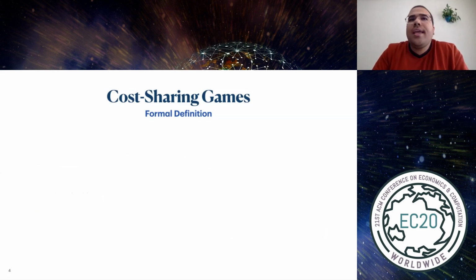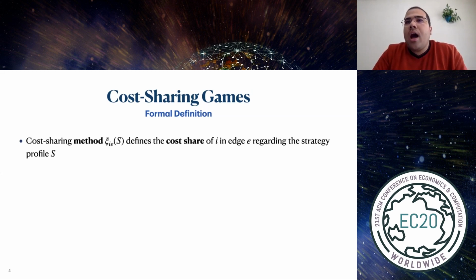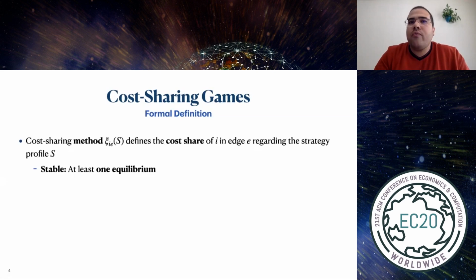As I said, our goal here is to design cost-sharing protocols to determine the payment of each player on each edge regarding the strategy profile S. We show the payment of player i on edge e by xi sub ie of S. There are some characteristics that we are going to consider in designing the protocols. First, we need our protocol to be stable, which means it should yield at least one equilibrium in every instance of the game. Secondly, as I said, our goal is to design efficient protocols, which means we need our protocol to yield equilibria with low social cost.